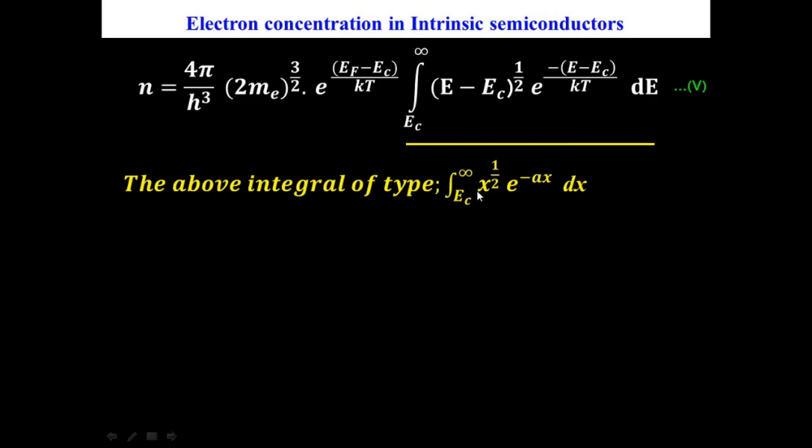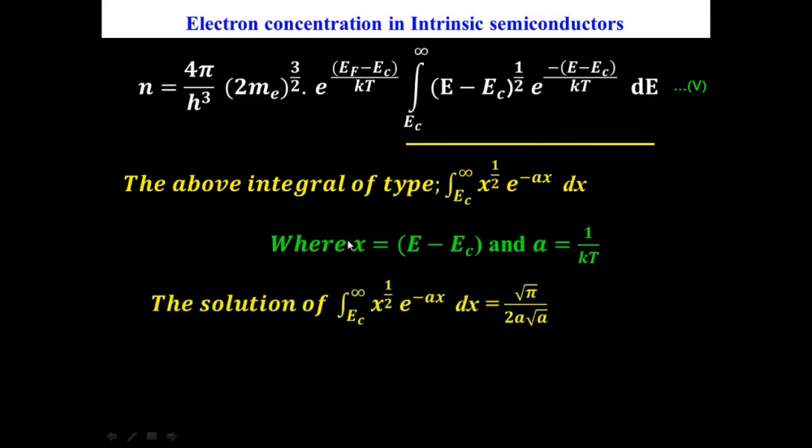This is a standard integral, and we know its solution, where x is equal to E minus Ec and a is equal to 1 by kT. The solution of this integral is nothing but root pi divided by twice a into root a. So we will put this value in the solution of this integral, where x is equal to E minus Ec and a is equal to 1 by kT.